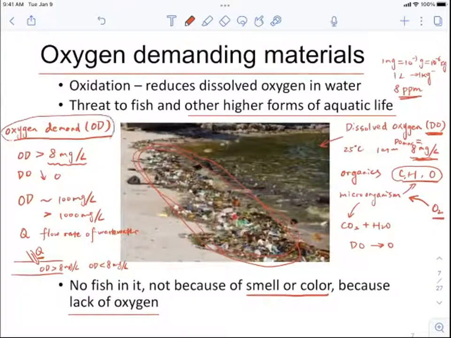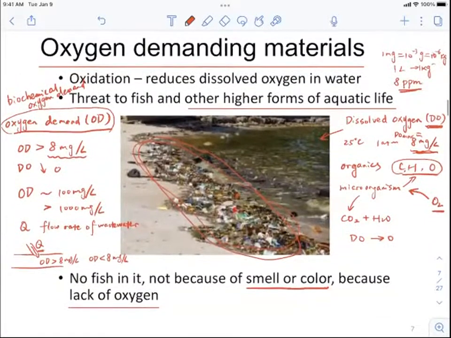I think in the lab for this afternoon, you're going to do some measurement on the oxygen demand. Specifically, that's called the biochemical oxygen demand. Okay, so we can cover some of these concepts at the end of this class as well.